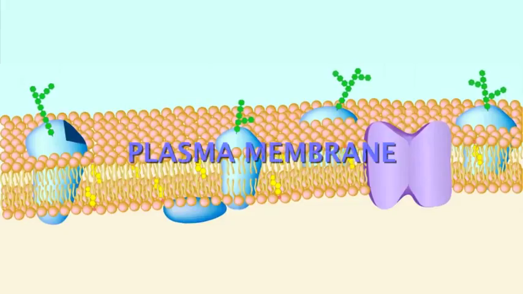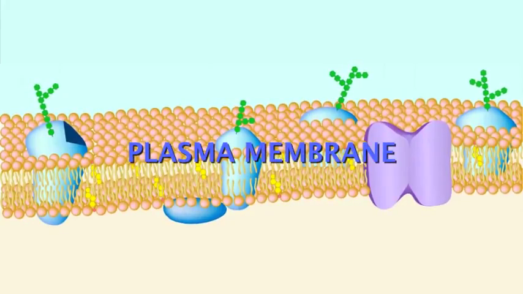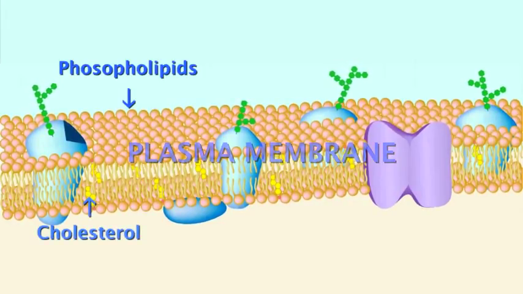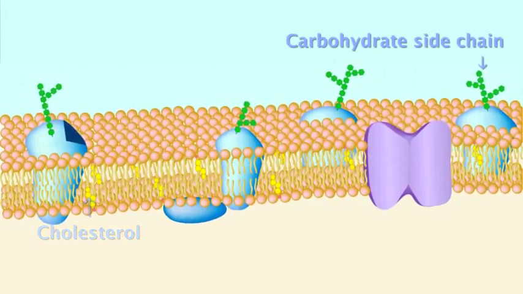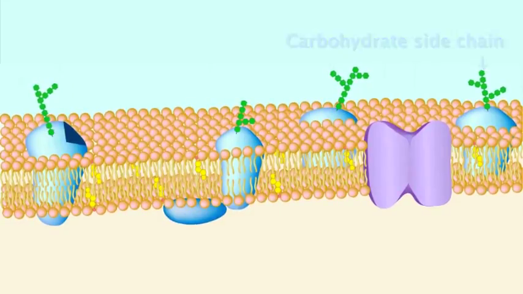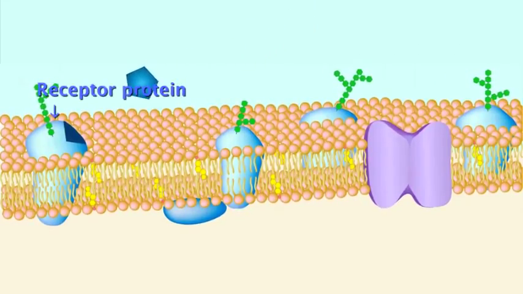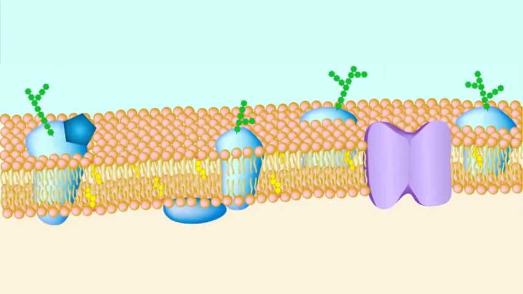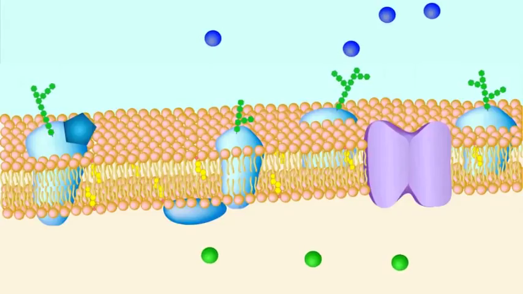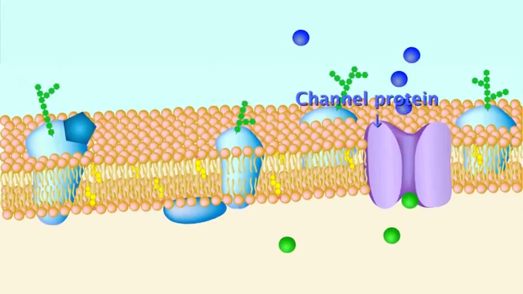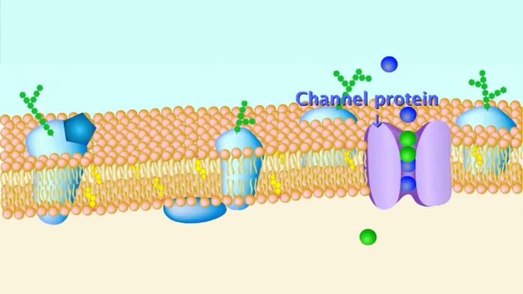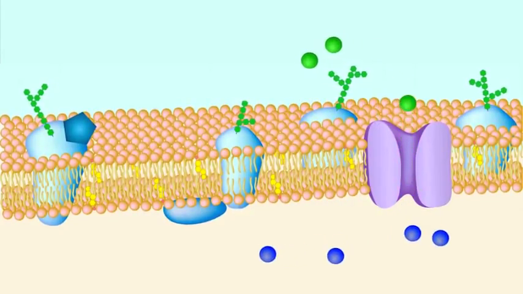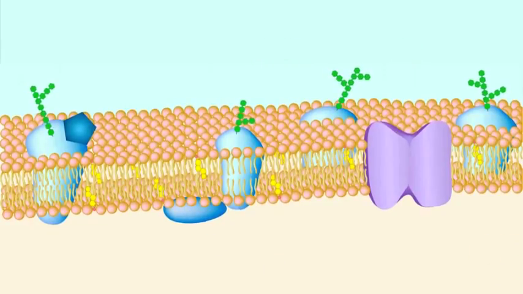The plasma membrane is a complicated structure consisting mainly of a double layer of phospholipid compounds along with cholesterol. Its outer surface contains a variety of carbohydrate side chains and receptor proteins that bind external molecules such as hormones. Embedded within the plasma membrane are a number of specialized channel protein molecules that form openings and create pumps that are used to move nutrients and cell products into and out of the cell.